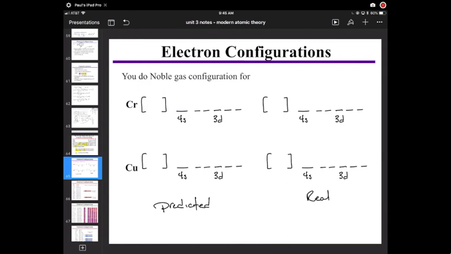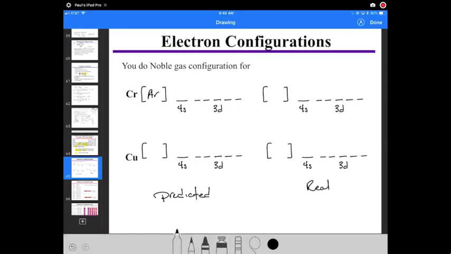And so, if I predicted chromium, chromium looks like argon, and then it has some more electrons. I would put the 19th here, the 20th there, the 21st, 22nd, 23rd, and the 24th electron, because it has 24 electrons. That is what I would predict following the rules I've been told. But if you look up what happens for real, this is what happens for real.